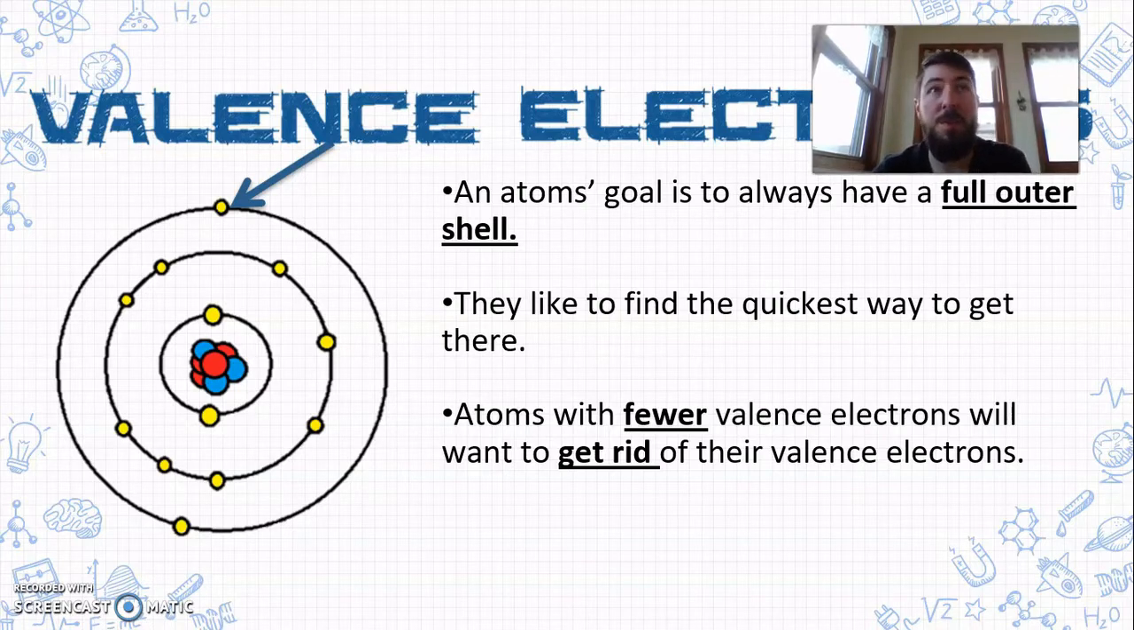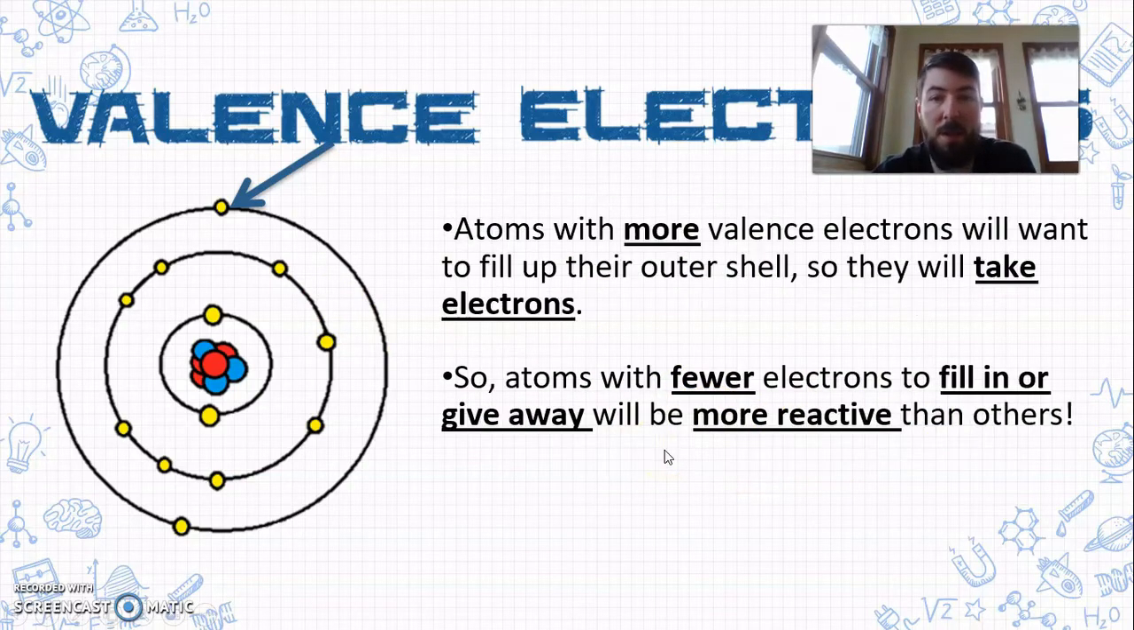And that's just because it's easier for them to gain or lose to get to 2 rather than get to 8. So basically for those elements, they just want to get to this inner shell here rather than try to fill up their outer shell. They like to find the quickest way to get it. So atoms with fewer valence electrons want to get rid of their valence electrons, and the ones with more valence electrons are going to want to fill up their shell. So atoms that have fewer electrons to fill in or give away will be more reactive than others.